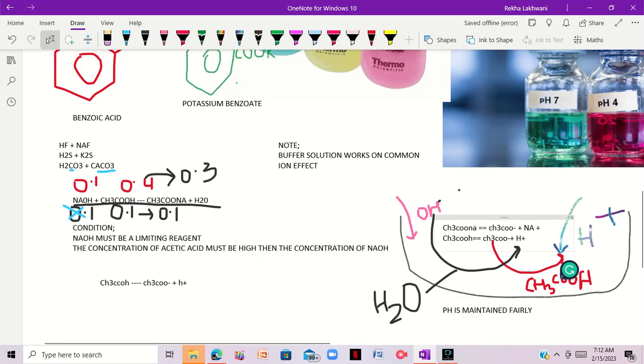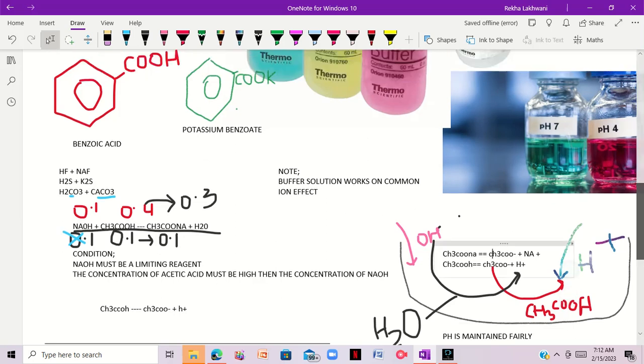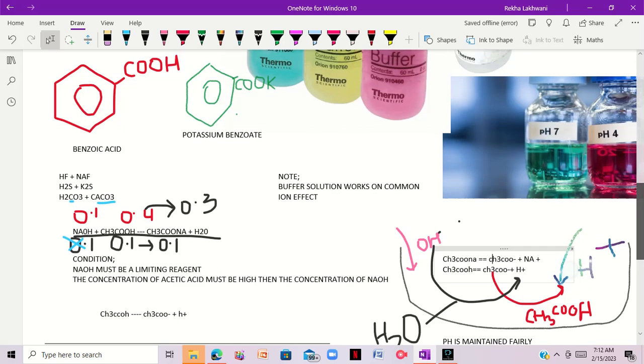Okay, so I hope this acidic buffer is clear to you. So this is just part one, and I'll be discussing more about this in my next video.